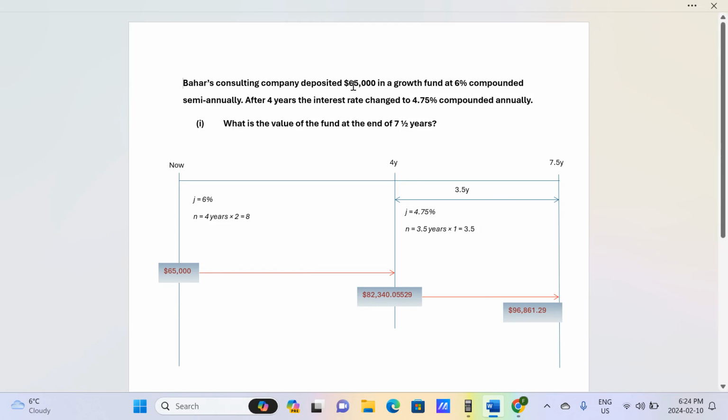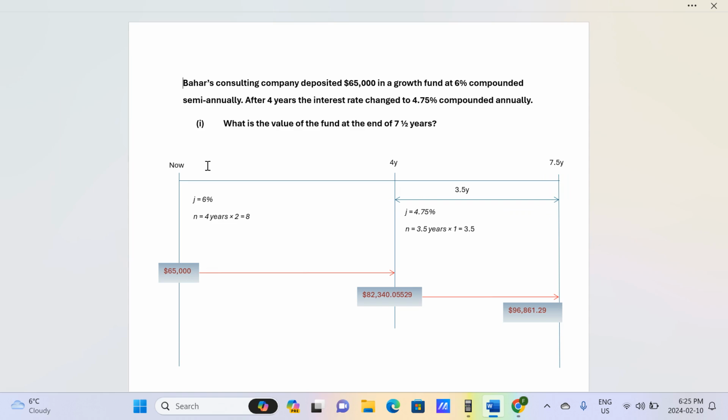So look at here, it's about an investment. A company invested $65,000 at 6% compounded semi-annually for the first 4 years, but after 4 years, there is a change in the rate of interest. The new rate is 4.75% compounded annually. And we are looking for the value of the fund at the end of 7.5 years. So I'm looking for the future value after 7.5 years.